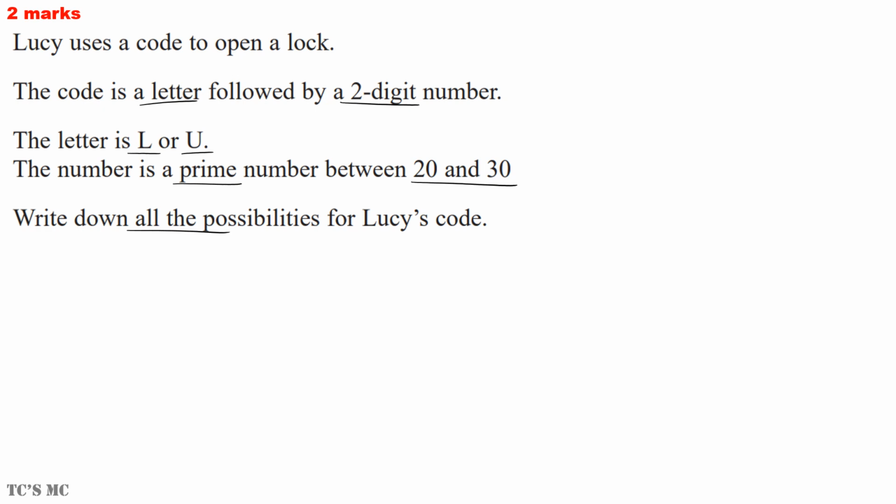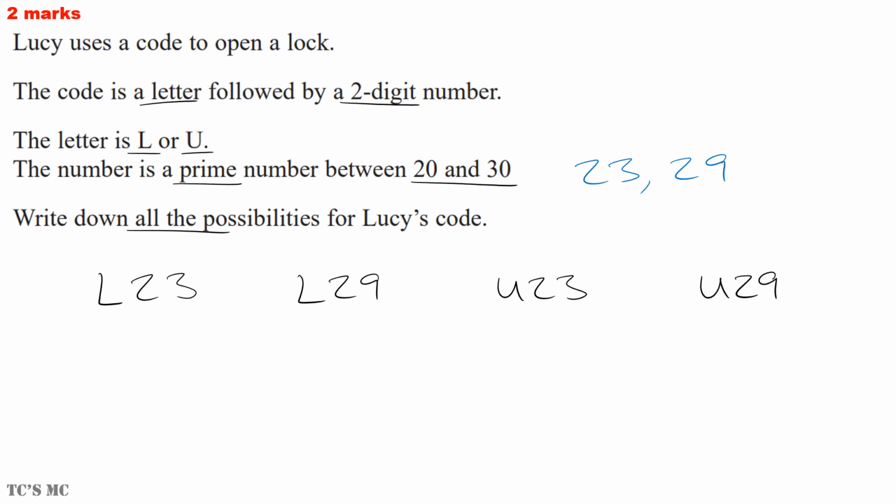The only prime numbers between 20 and 30 are 23 and 29. So for her code, she could have L23 or L29. Now we can move on to U. She could have U23 or U29. For having all 4, we would get 2 marks. For having 2 or 3, we would have 1 mark.